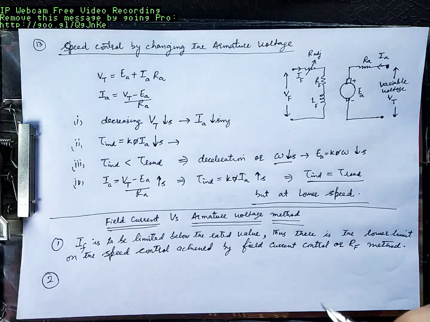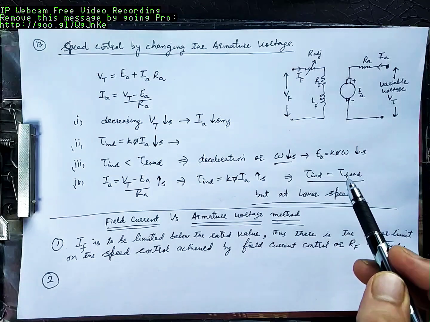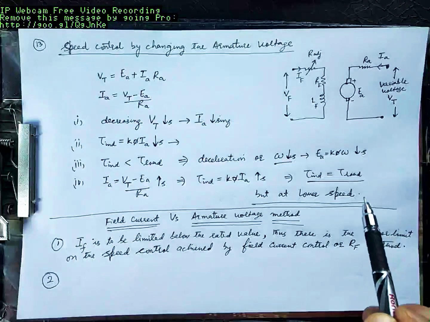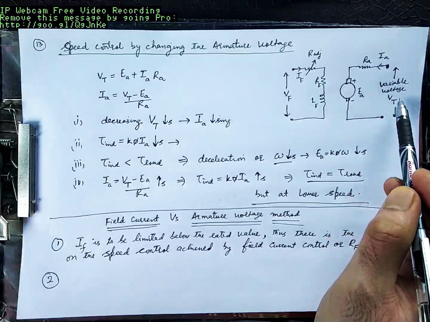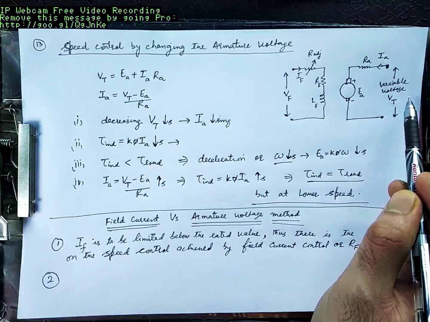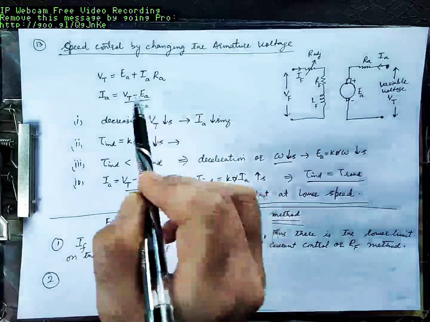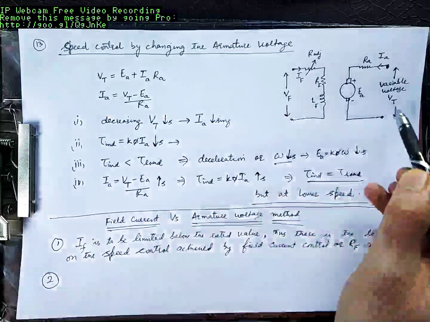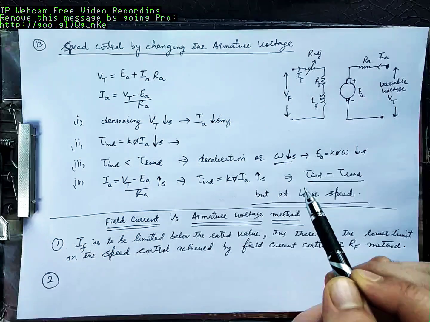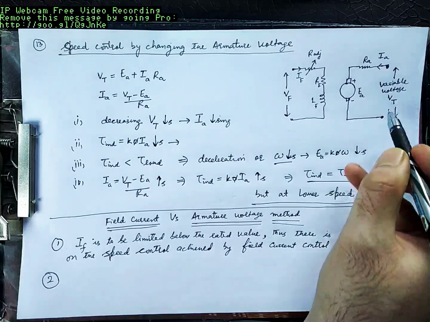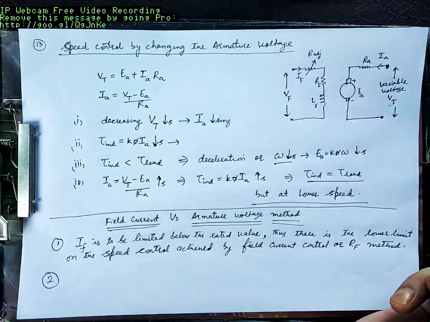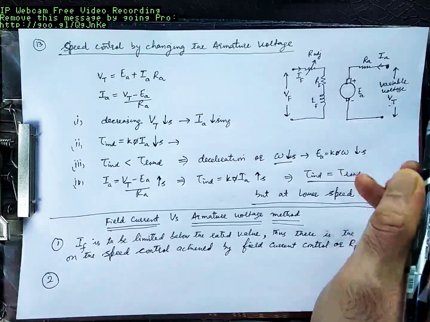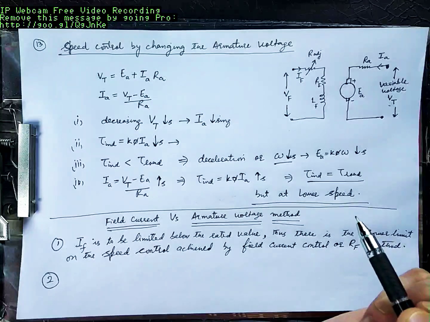But if you want to increase the speed of the motor by using the same armature voltage method, you will have to increase this terminal voltage Vt. Increasing the terminal voltage Vt will then increase the armature current Ia. But can I increase this terminal voltage beyond the rated voltage? There is an upper limit on this voltage Vt equal to the rated voltage. Can I increase this voltage Vt above the rated value? No, I cannot. That will damage the motor.